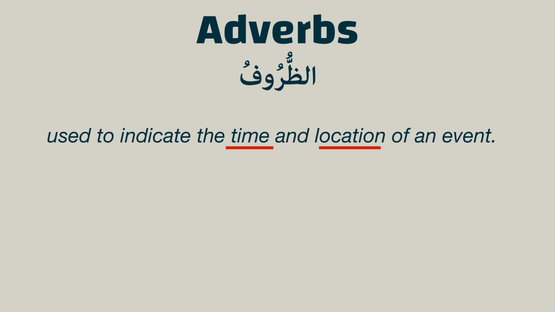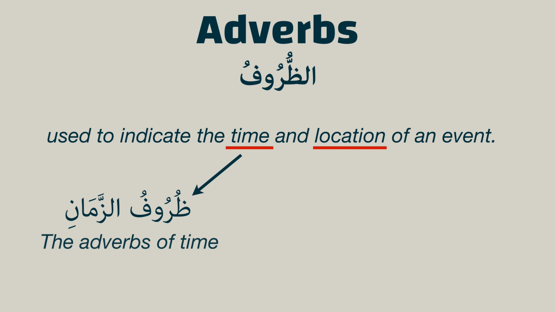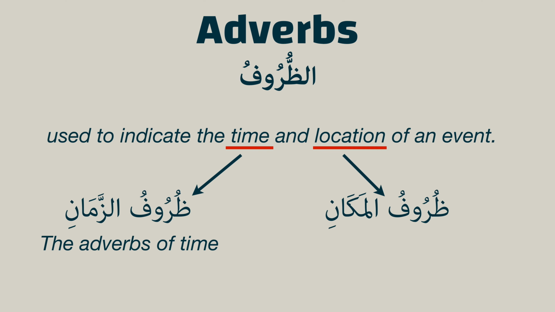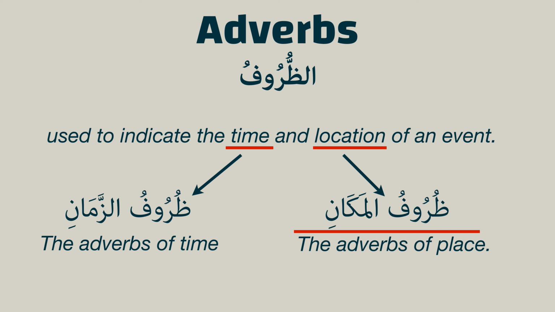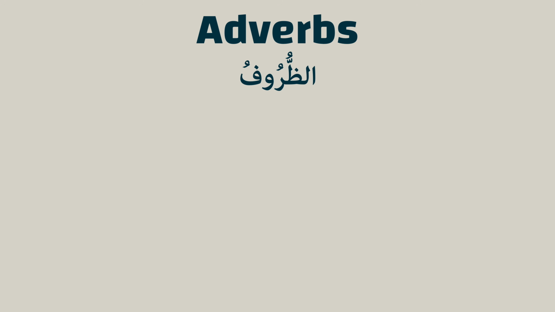Based on time and location, ظروف are divided into two types. Number one, ظروف الزمان, meaning the adverbs of time. And number two, ظروف المكان, meaning the adverbs of place. In this lesson, we will learn about ظروف المكان, meaning the adverbs of place. Before that, let's know the characteristics of adverbs.